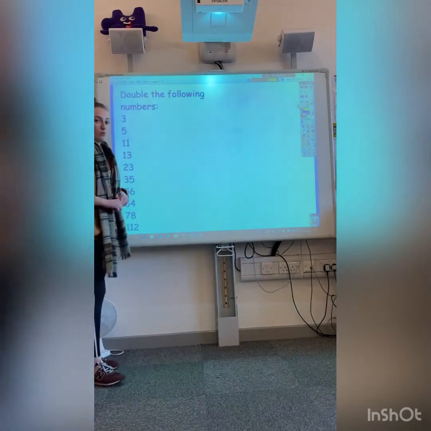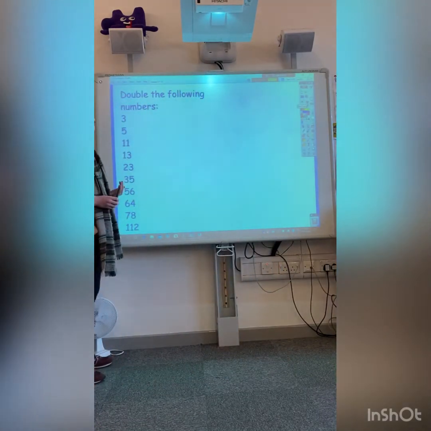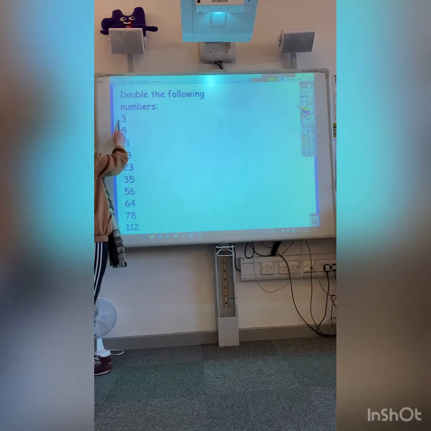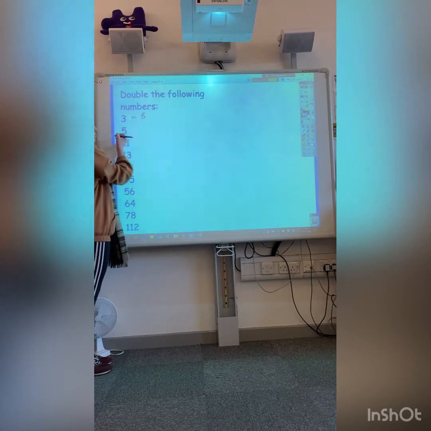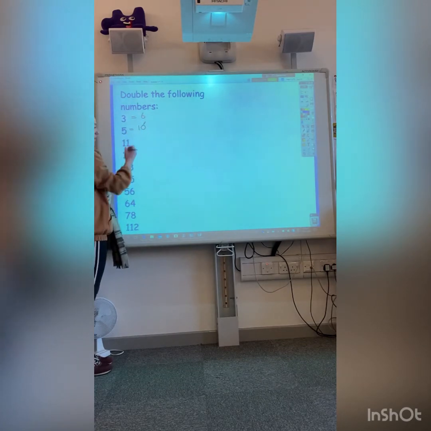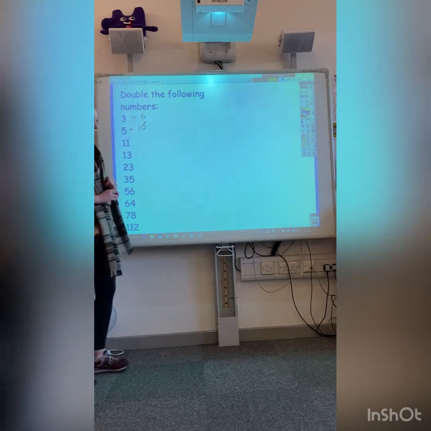Okay, and then we've got double the following numbers. If we're doubling a number, we add the same number. So double 3 would be 3 add 3 equals 6. Double 5 would be 5 add 5 equals 10. Have a go at the rest of them.